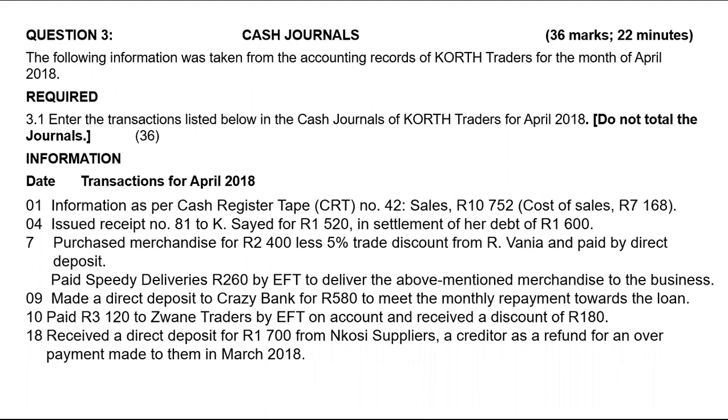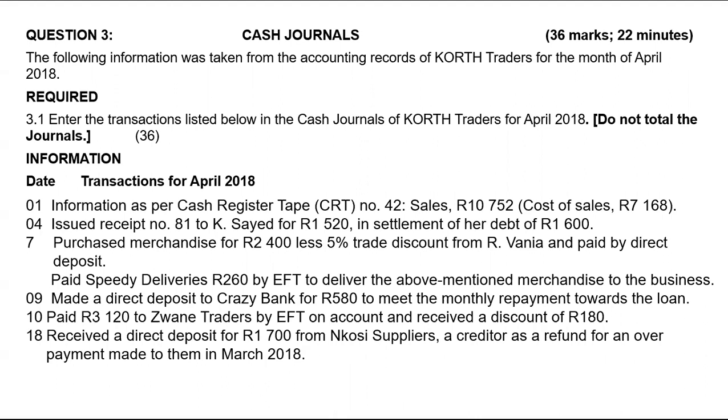Today we'll be doing question 3, which comes from the 2018 June exam. We are required to prepare cash journals. The following information was taken from the accounting records of Coth Traders for the month of April 2018. We need to enter the transactions listed below in the cash journals of Coth Traders for April 2018. We do not need to total the journals.